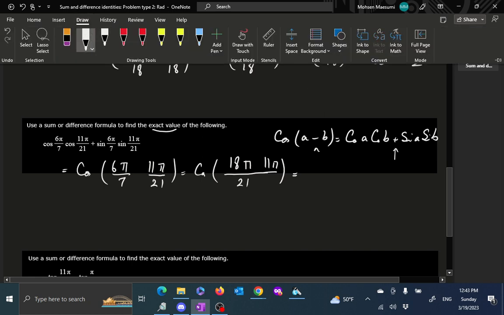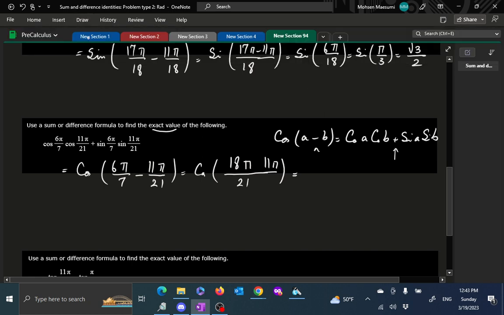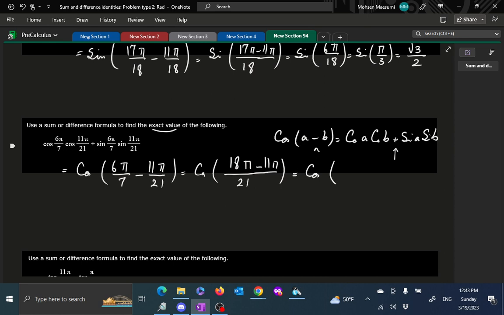Good that I tried to remind myself, but I didn't. This is the difference of these two, not the sum, so that was silly of me. So cosine of 7 pi over 21, and that is cosine of pi third, and that one is just 1/2. Sorry for that mistake. So cosine plus sine is cosine of a difference.